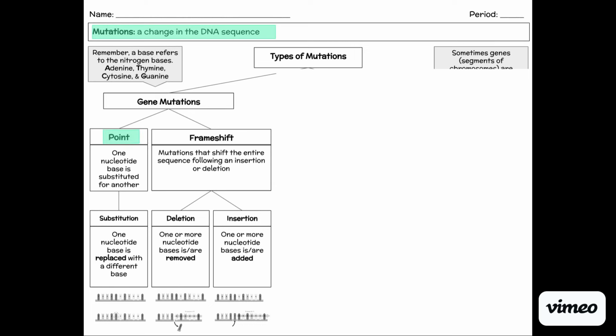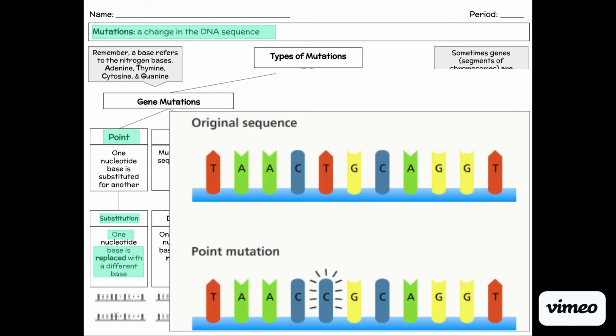Point mutations are like changing one letter in a word. They are called point mutations because they happen at one point in the sequence of DNA. Substitution mutations are a type of point mutation where you swap one letter for another, like changing cat to cut by switching A for U. Here in the picture, we have a C substituted for a T at this one point in our DNA sequence. This may or may not change the protein that is produced.